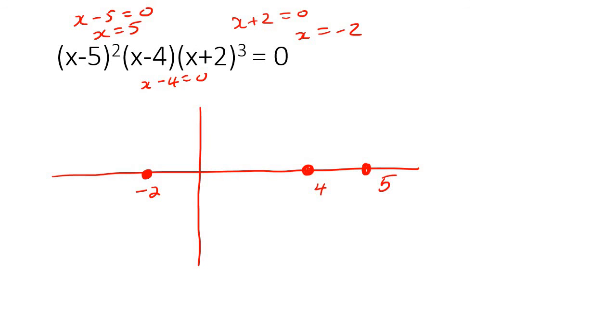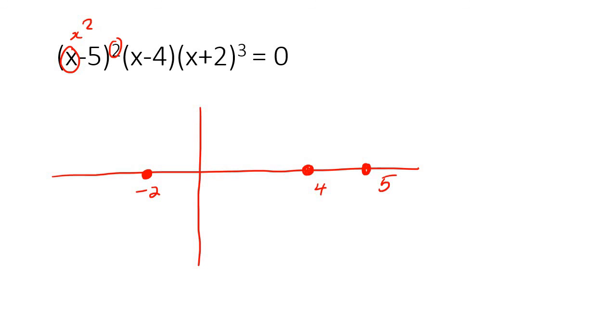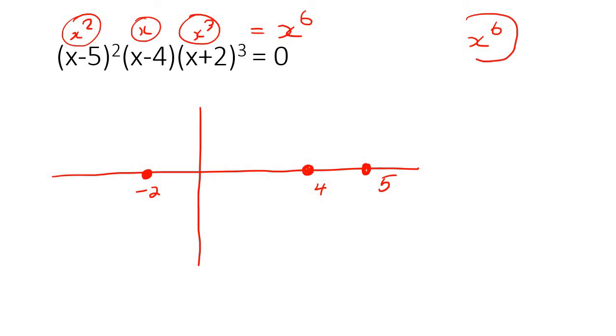Now, let's quickly check out the end behavior. So remember, I did make a video on this in the previous lesson. To work out the end behavior, we just need to get the highest power. So this is x to the power of 2. This is just x. And this is x to the power of 3. So if you multiply all of these brackets together, this would be x^2 multiplied by x^3, which gives you x to the power of 6.